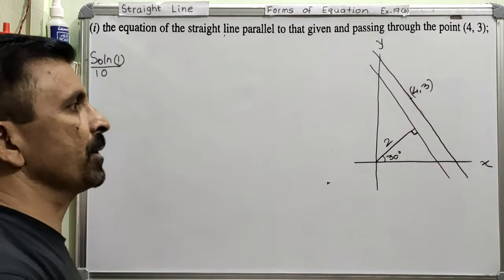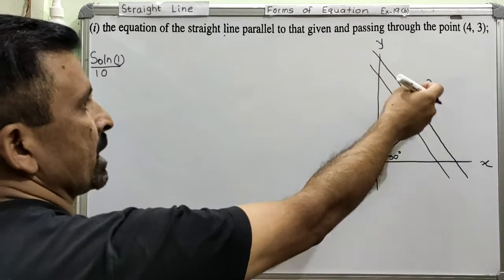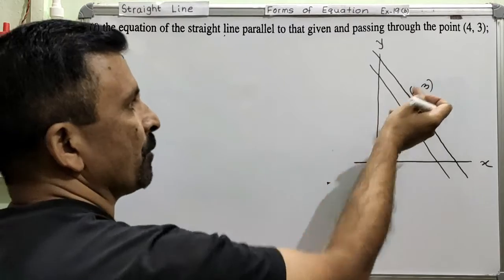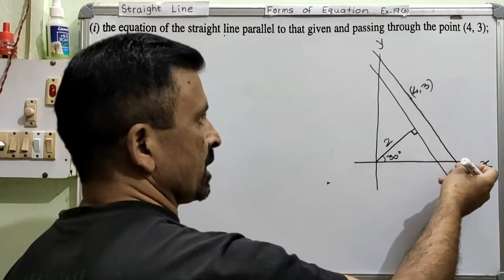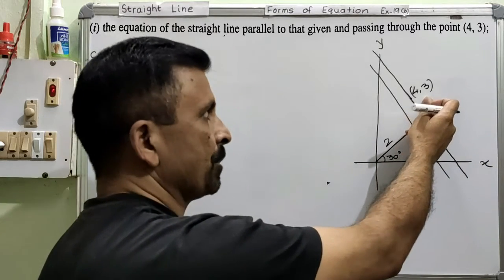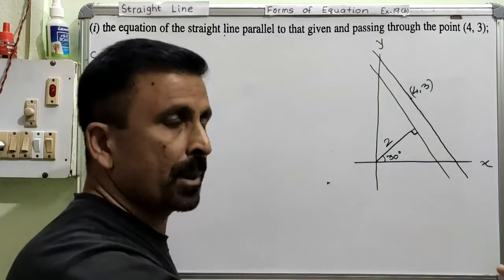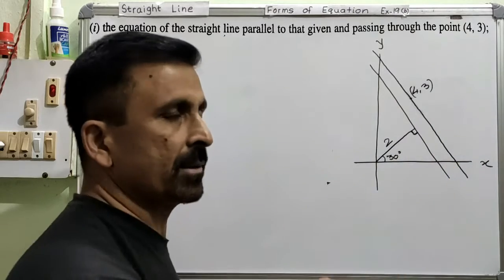Is this okay? So now we are asked to write down the equation of this line. The question in part 1 is to write down the equation of this line which is parallel to the given line and passes through the point 4, 3. To write the equation of this line, we are already given a point. Now with this point, if we can have either one more point or the slope of this line, then we can easily write down the equation.